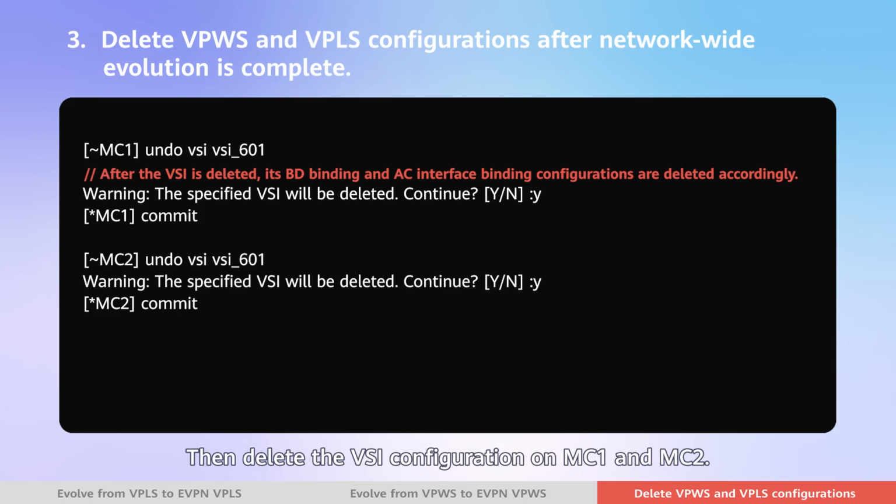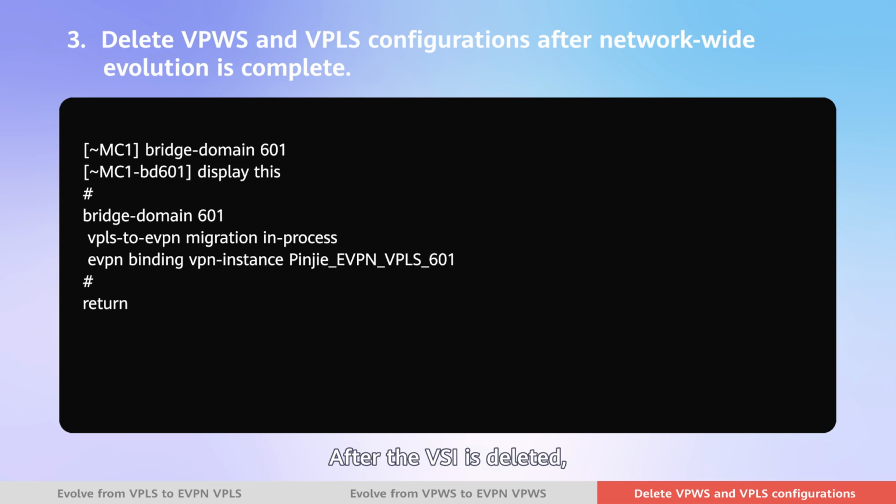Then delete the VSI configuration on MC1 and MC2. After the VSI is deleted, the L2 binding VSI 601 command configuration is no longer present in the BD or on the AC interface. The configurations of MC1 and MC2 are similar. Let's use MC1 as an example.